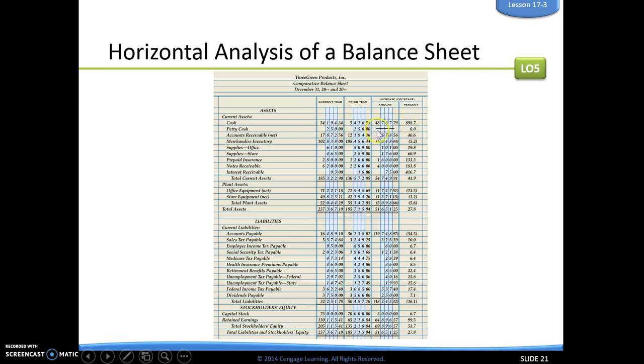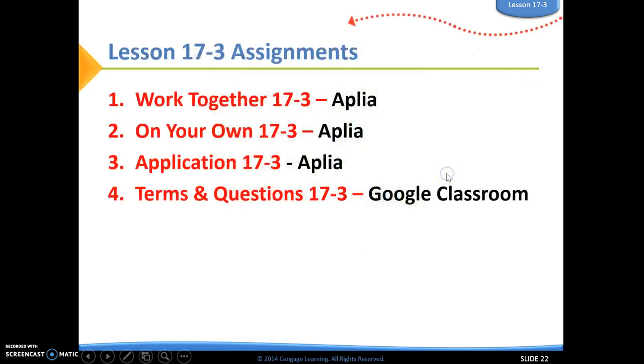If for some reason, like our petty cash stayed right at 250, then in the increase decrease, you would just draw this solid line to indicate that there was no change, and obviously your percent would be 0. If, for example, it goes down like it did with merchandise inventory, same thing. You're going to put the increase decrease amount in parentheses, and then also put your percentage in parentheses as well. So that's a horizontal analysis.